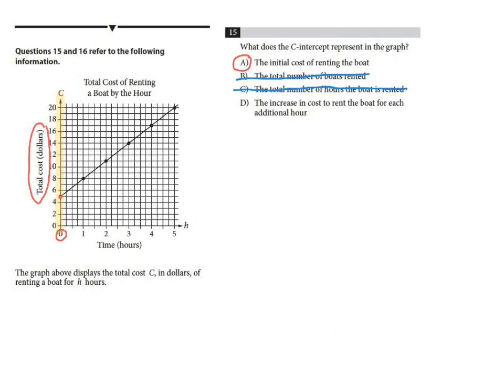And the increase in cost. Well, the increase in cost for each additional hour is the slope of the line, which can be calculated by the rise over the run. But that's also not what this is showing us. That's the y-intercept, or the initial value.